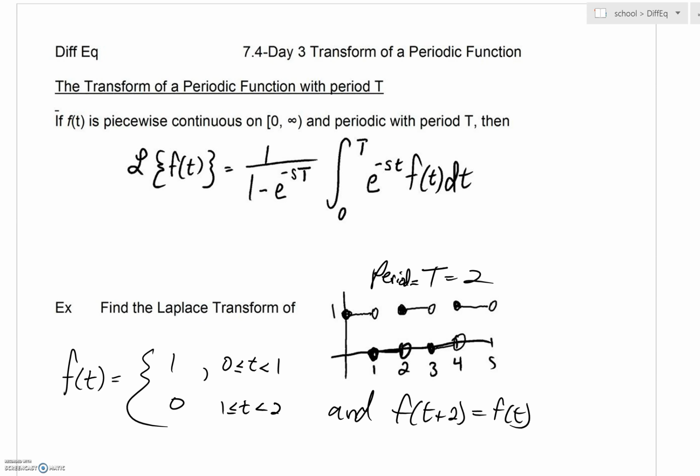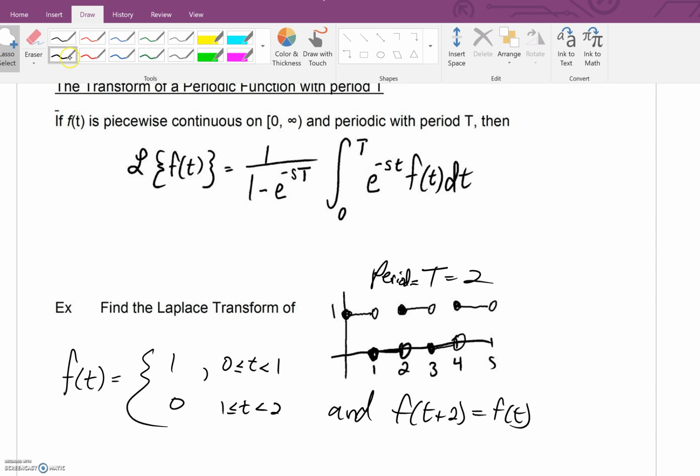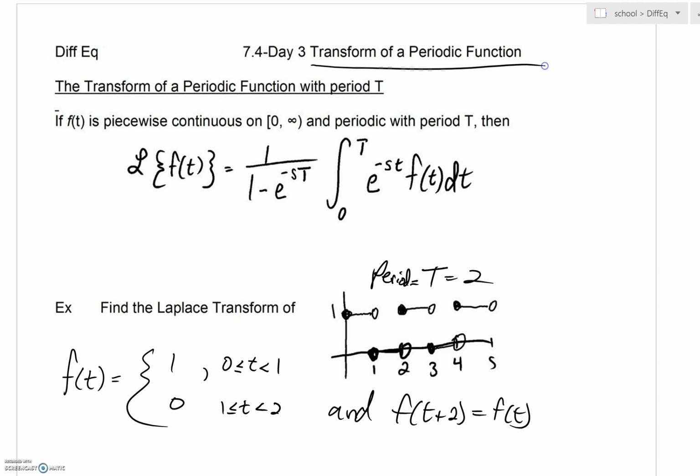Differential equations, our last day on 7.4, day 3. We're going to deal with the transformation of a periodic function, a function that repeats itself with a period of capital T. So let's say f of t is piecewise continuous from 0 to infinity, and it's periodic with a period of T.